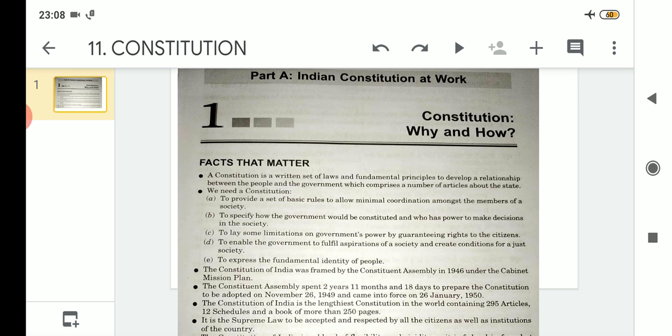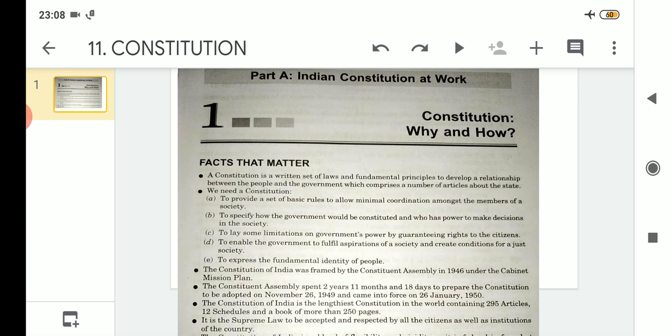After that, number 3, to lay some limitations on government power by guaranteeing rights to the citizens. As we know, the government, after being elected to power, is given the right to rule the country, but while ruling the country the government should not become a dictator. So the constitution steps up with some limitations. That means they cannot rule the country according to their own wish.